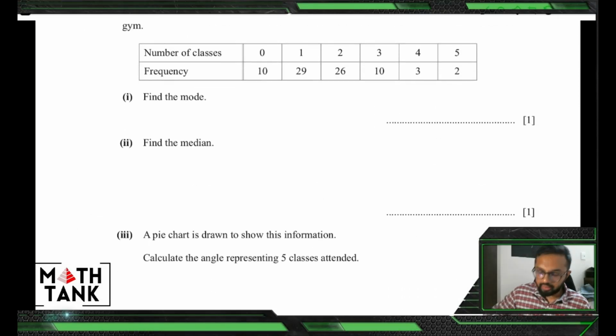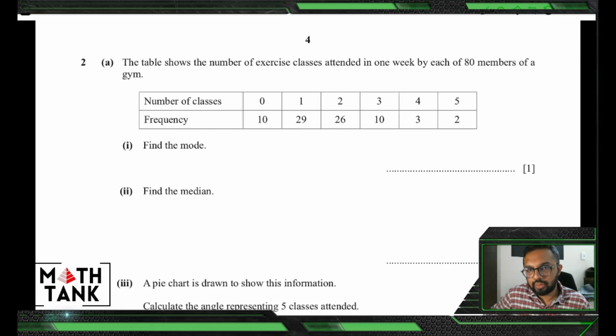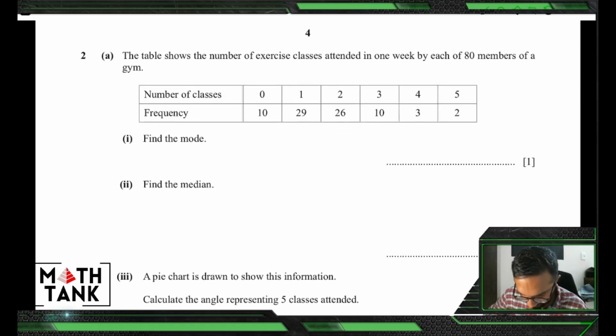Okay, this one has a pie chart, so I'm going to do this. It says the table shows the number of exercise classes attended in 1 week by each of 80 members of a gym. Find the mode. Okay, what is the mode? It's the most frequent observation. So which one has the highest frequency? This one has the highest frequency. So the mode is 1. It's not 29, it's 1. It's the corresponding value of x.